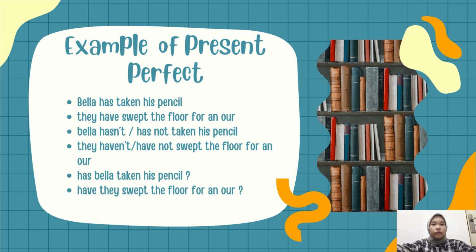Here, I'm going to give you examples of present perfect. First, Bella has taken his pencil. Second, they have swept the floor for an hour. Third, Bella has not or hasn't taken his pencil. Fourth, they have not or haven't swept the floor for an hour. Fifth, has Bella taken his pencil? Sixth, have they swept the floor for an hour?